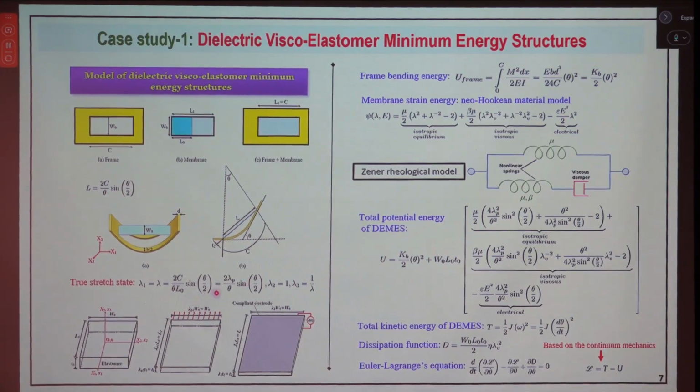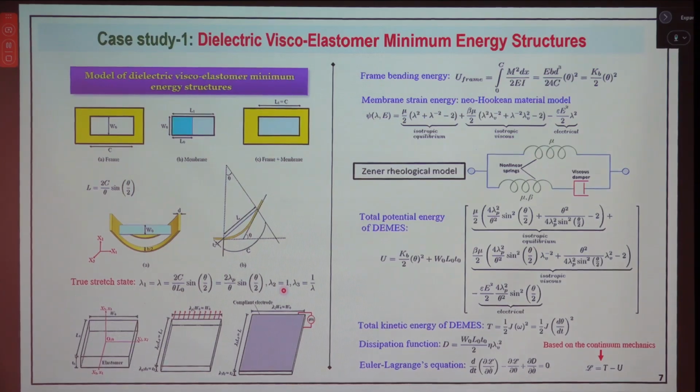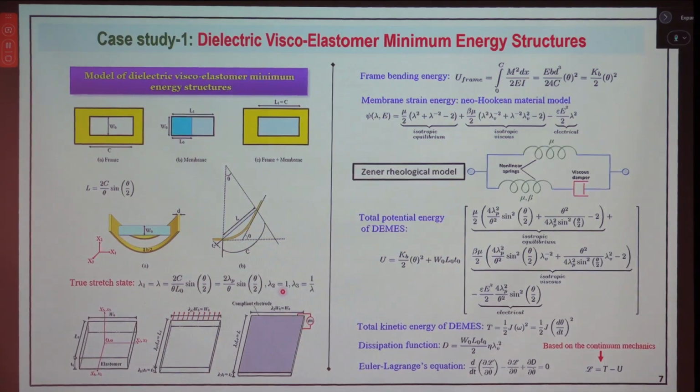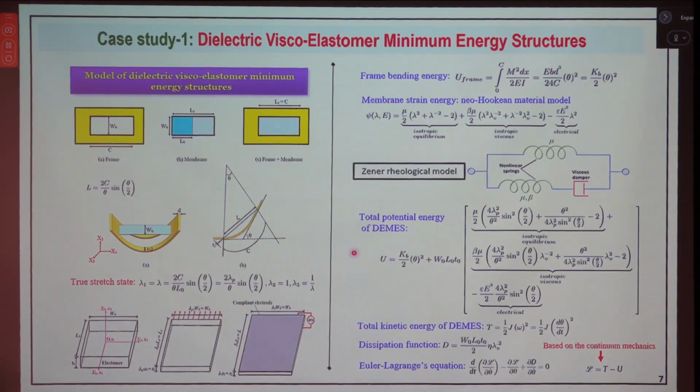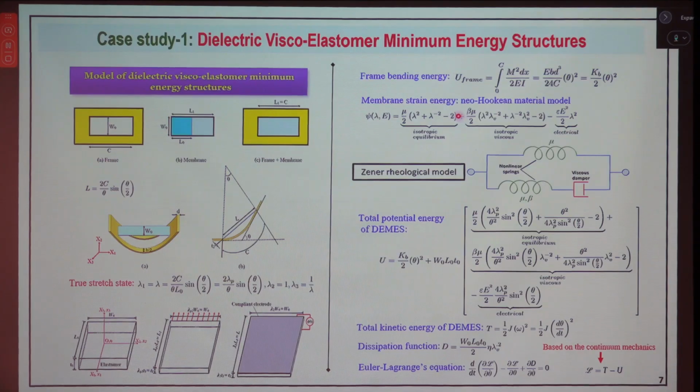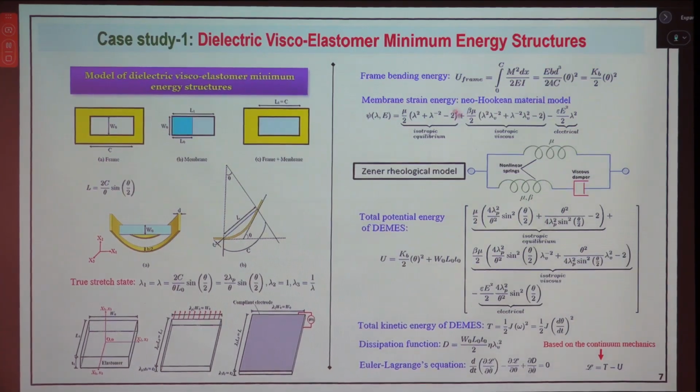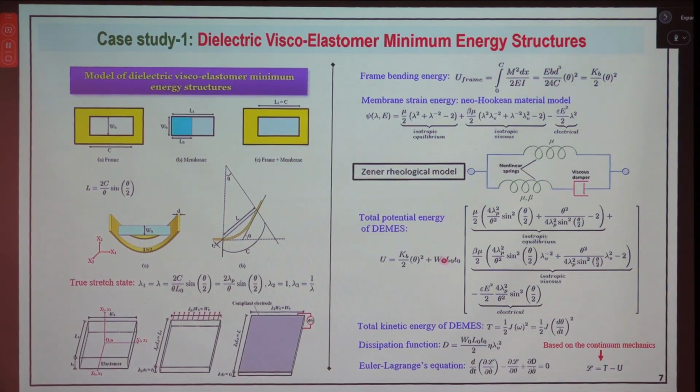And lambda 2 is 1, since there is no pre-stretch in direction number 2. And for incompressible nature, lambda 1 lambda 2 lambda 3 is 1. Lambda 1 is basically lambda, lambda 2 is 1, so what is lambda 3? It is 1 upon lambda. All these terms you put here in the Neo-Hookean energy model, and this is for the viscous effect. So you will get the total potential energy of the DMES.